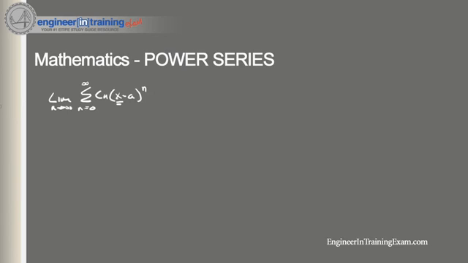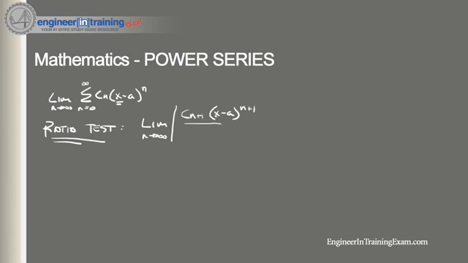Now, the most useful test for convergence of a power series is known as the ratio test. So we use the ratio test to determine the convergence of a specified power series. The ratio test tells us, if c sub n does not equal 0, and for a fixed value, the limit as n goes to infinity of c sub n plus 1 times (x minus a) raised to the n plus 1, divided by c sub n times (x minus a) raised to the n.